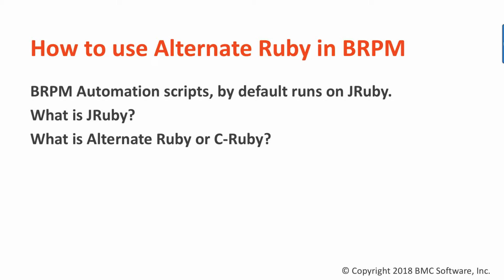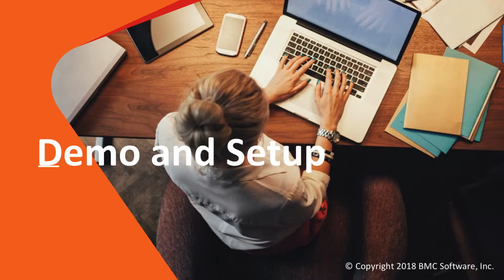BRPM application runs on JRuby by design, which also includes all the Ruby automations. But if we set up a CRuby or alternate Ruby just for running the automations, then we'll surely get better automation performance. Now let's jump to the setup.